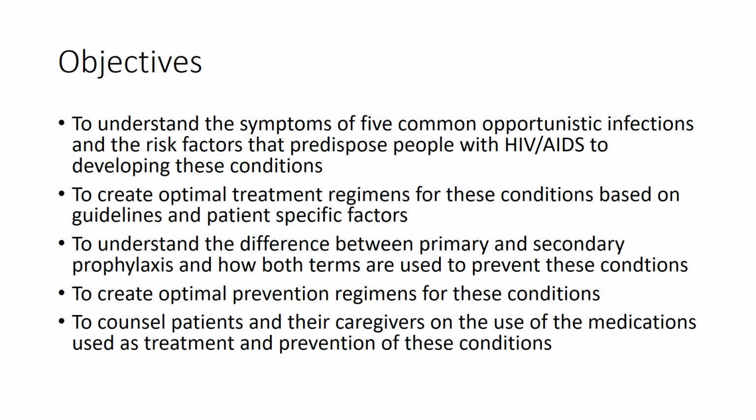Now, our objectives for today are to understand the symptoms of 5 common opportunistic infections, but also the risk factors that would predispose people with HIV or with AIDS to developing these conditions. We want to create optimal treatment regimens for these conditions based on guidelines, but also on patient-specific factors, things like allergies, other medications that they're taking, how they've responded to antibiotics before. We want to understand the difference between primary and secondary prophylaxis and how to use those terms in regards to our members or our patients and how to prevent these conditions. We will create optimal prevention regimens for these conditions, and then we will be able to counsel patients and their caregivers on the use of medications used in both treatment and prevention of the 5 opportunistic infections that we'll talk about.